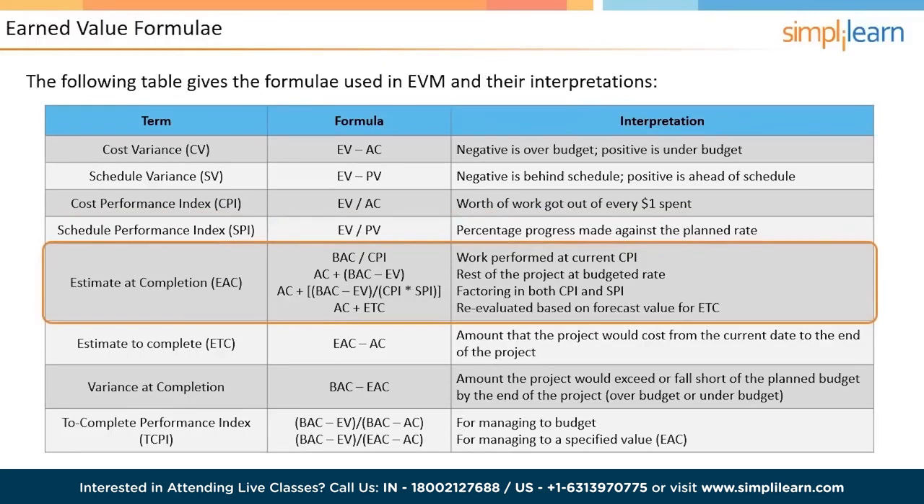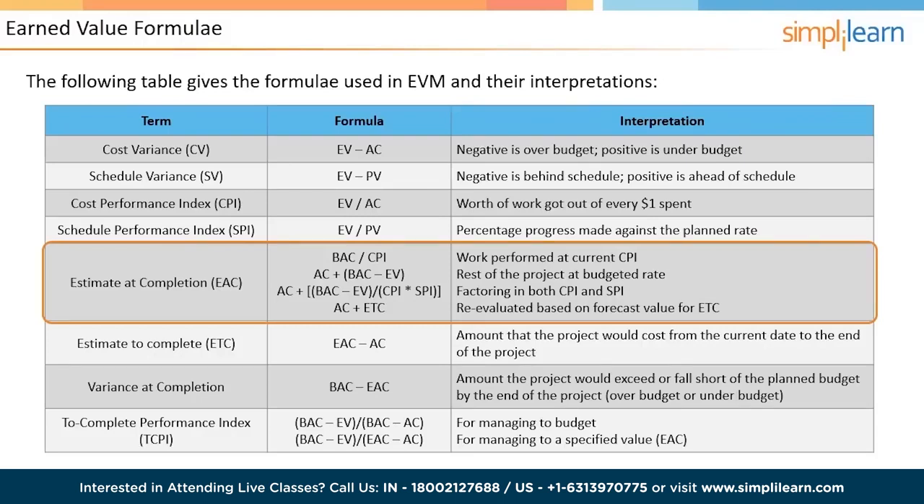There are different ways of calculating the EAC value. The method used depends on how the cost and schedule variances are expected to play out for the rest of the project. BAC by CPI is used if you expect that the current cost performance will continue until the end of the project. AC plus BAC minus EV is used if you expect that the rest of the project will be managed at the budgeted rate.